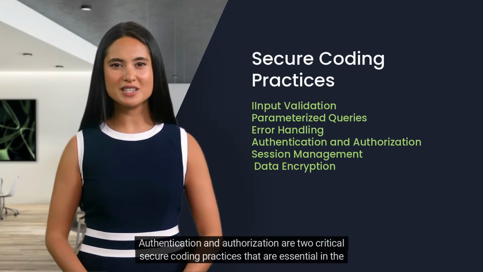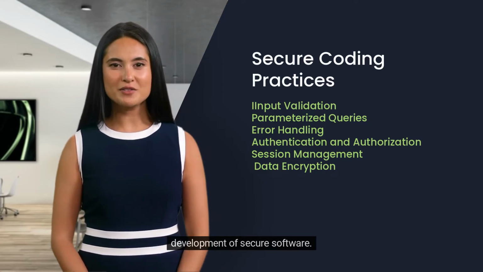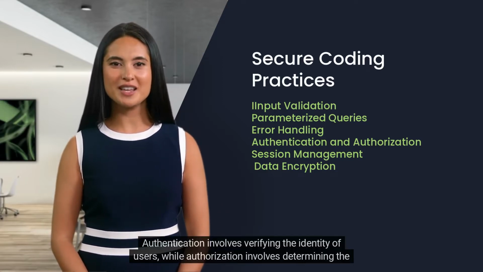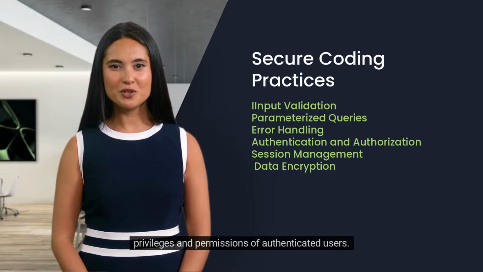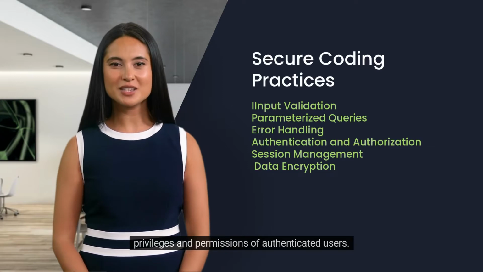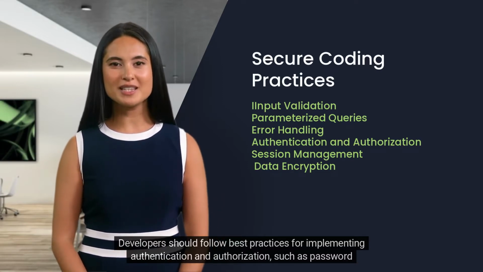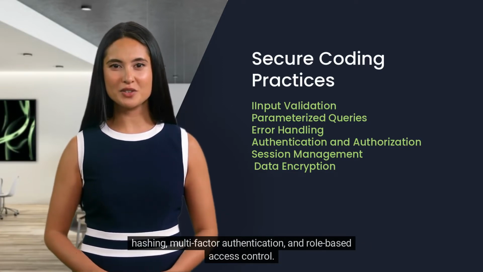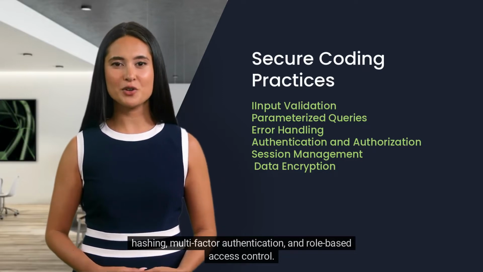Authentication and authorization are two critical secure coding practices that are essential in the development of secure software. Authentication involves verifying the identity of users, while authorization involves determining the privileges and permissions of authenticated users. Developers should follow best practices for implementing authentication and authorization, such as password hashing, multi-factor authentication, and role-based access control.